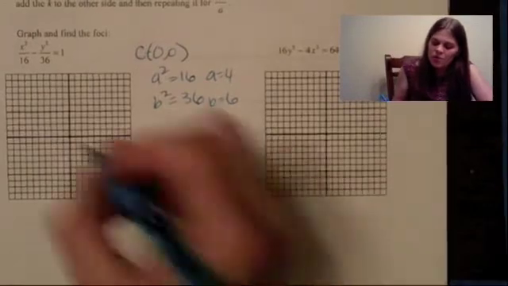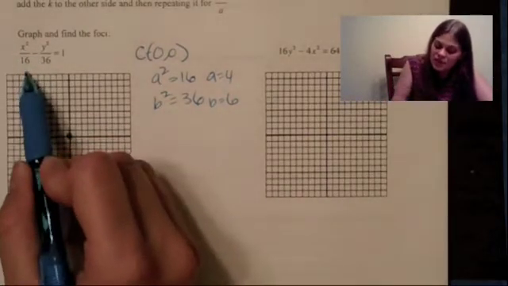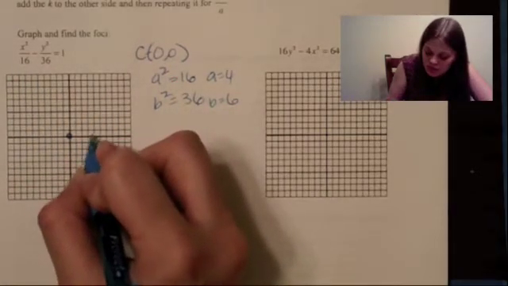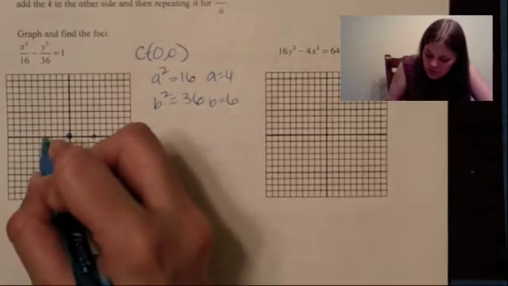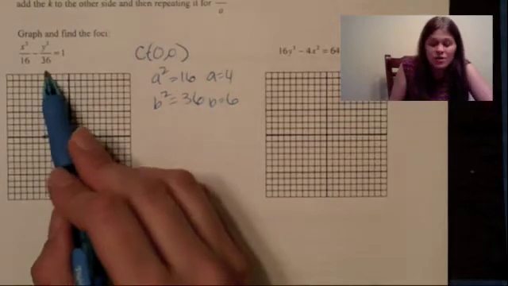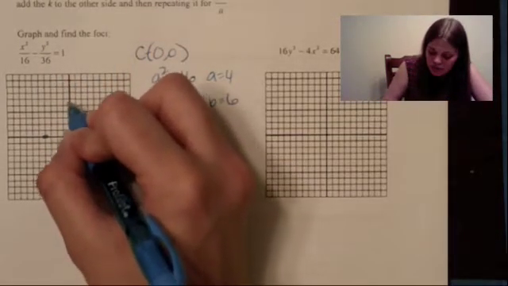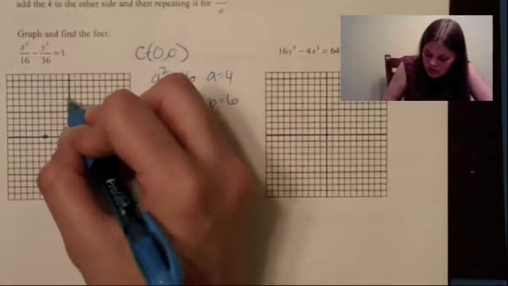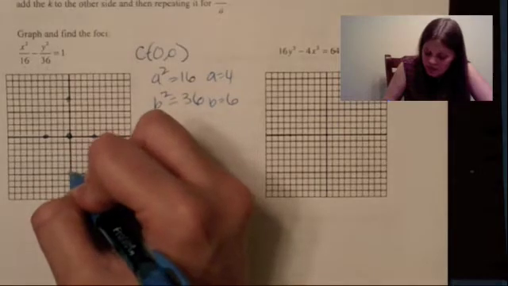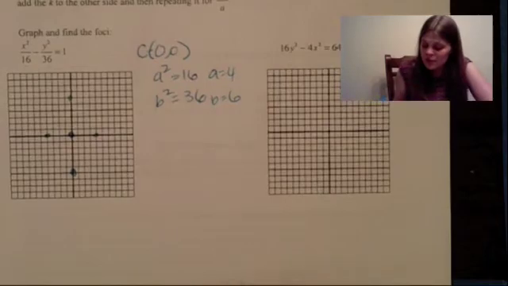Okay. So I start graphing in the same way. So I start at (0, 0). The 16 is underneath the x, so I go left and right by 4. 1, 2, 3, 4. 1, 2, 3, 4. Then your 36 is underneath your y value. So I go up and down 6. 1, 2, 3, 4, 5, 6. Did I count right? Yeah. 1, 2, 3, 4, 5, 6. Count today, apparently, my lines.